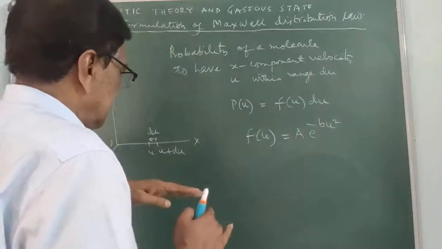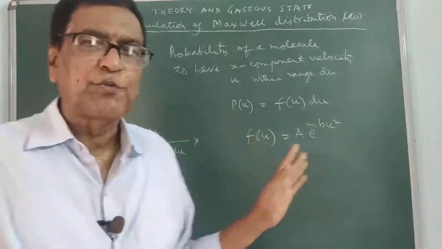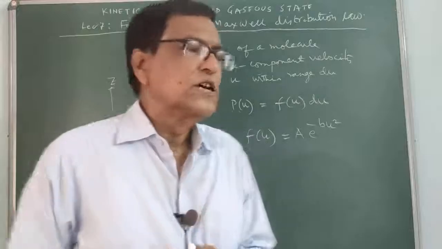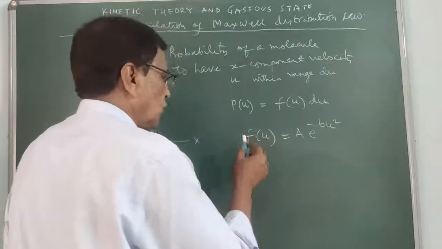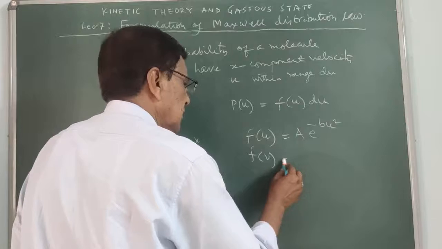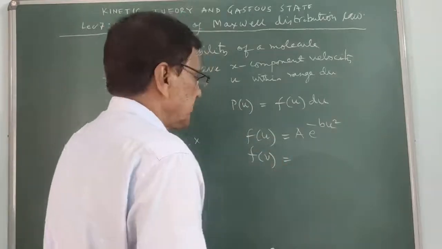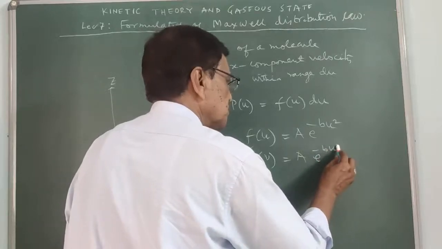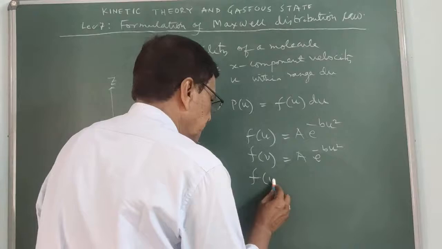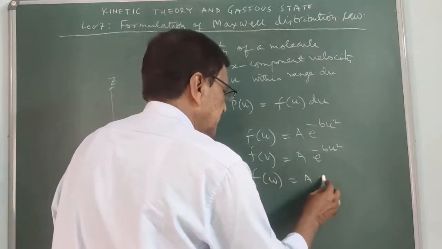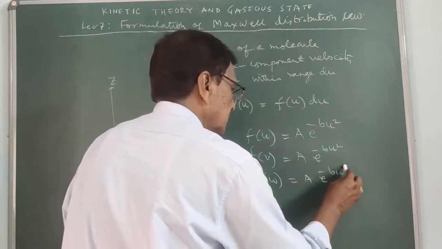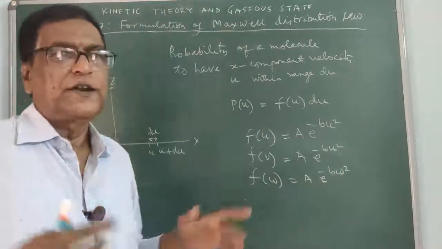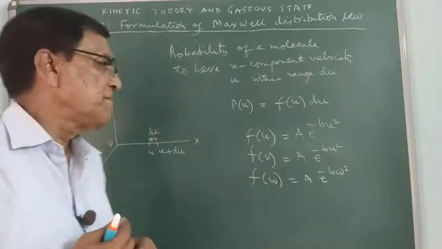Since the molecule has the same probability to move in any direction, x direction, y direction, z direction, the format of the distribution function f(v) will be the same. Here also A e to the power minus b v squared, and f(w) will also have A e to the power minus b w squared. A and B depend on the nature of the gas and the temperature.